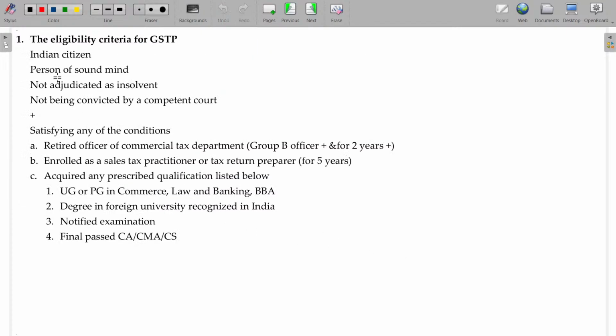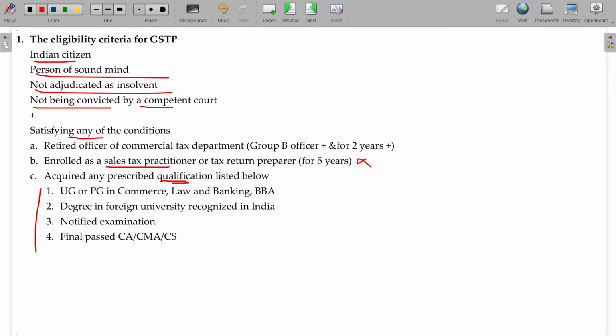And the eligibility condition should be, if you want to be GSTP, you should be an Indian citizen, sound mind, not adjudicated as insolvent, not being convicted by a competent court. Any other conditions. And you need to have the acquired qualification. You need to have these qualifications.